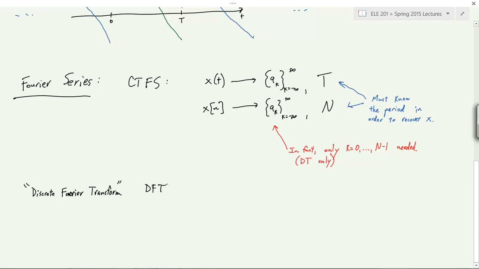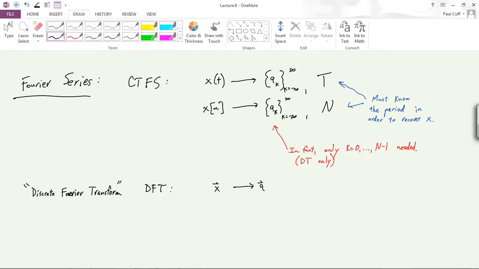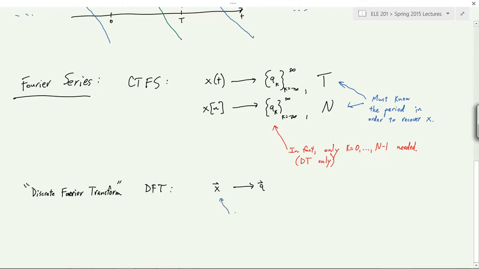But anyway, it's just a phrase with a name, and what the name means is it's a transform that takes a vector x and gives you back a vector, we'll use A because we're using A for the coefficients above. So it takes a vector and returns to you a vector. Now, these vectors are both the same length. And furthermore, you should think of this length as encoding the period.